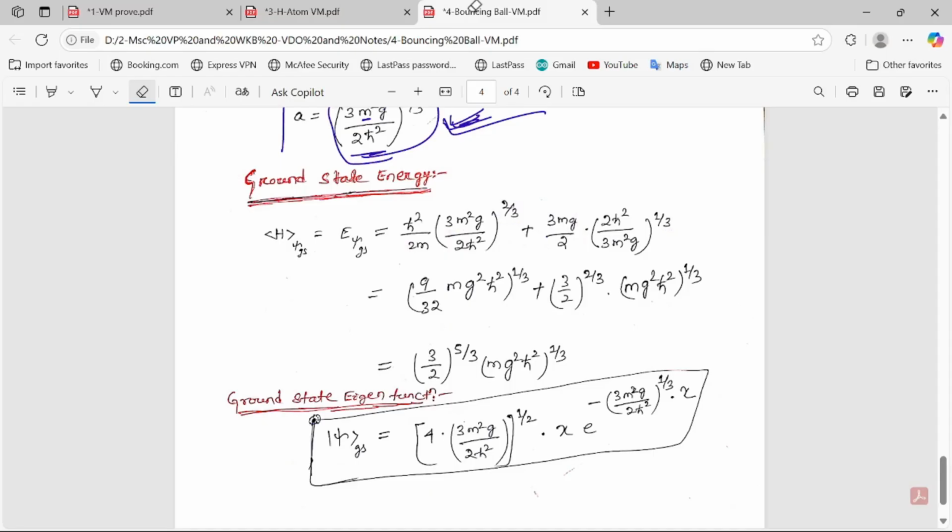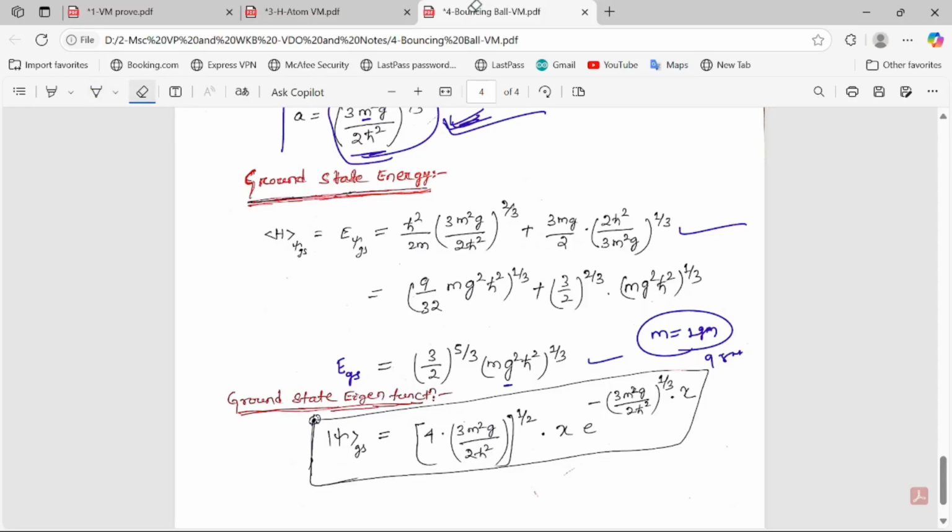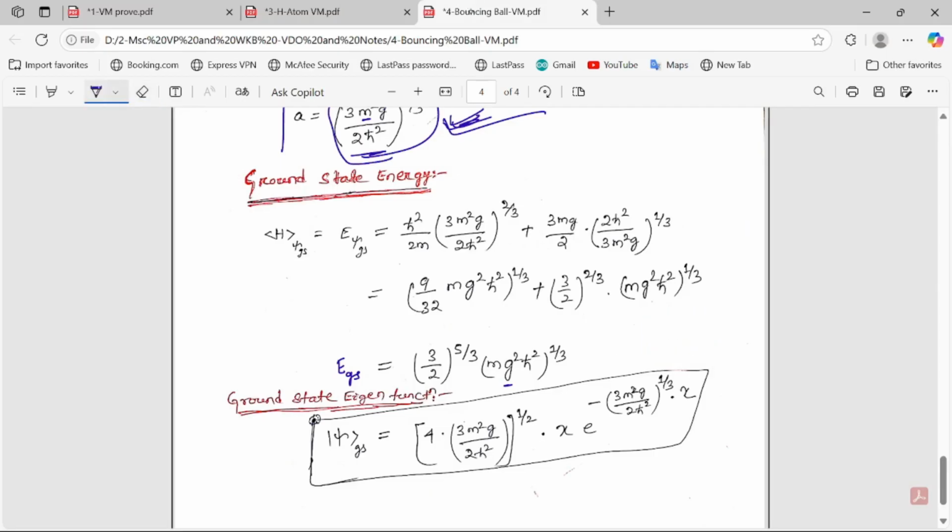Just simplify this expression, whatever we found, and you can find the eigenvalue of the ground state energy is this one: (3 by 2) to the power 5 by 3 into (m g² ħ²) whole to the power 1 by 3. If we know the m value, suppose m is 1 gram, then you just put 1 gram over here and all are constants. The g value is 9.8 meter per second square. ħ is h by 2π, the Planck constant we know, and you just put all the values and you can find the expected ground state energy of this system.